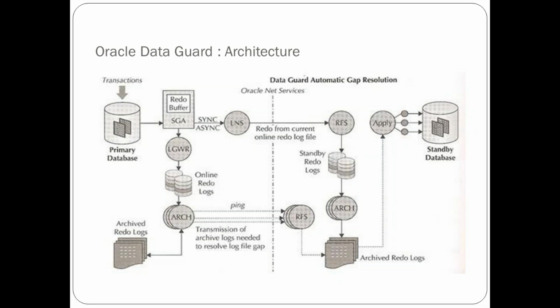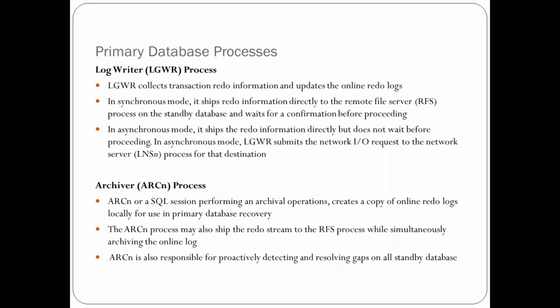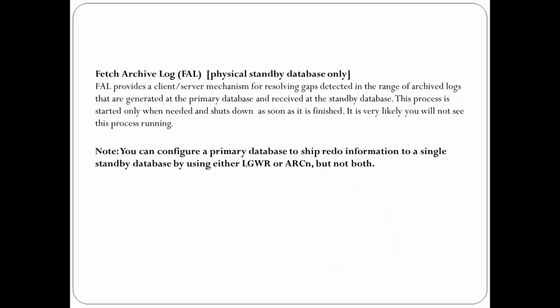Sometimes what happens is it might not be able to read the archive, it might not be able to get the data which is in the redo log buffer, so it might be left behind the primary database due to some reasons. Then it will automatically resolve the gap. Maybe the network is down or some other aspect is there, automatically it will resolve the gap. So this is known as the fetch archive log process.